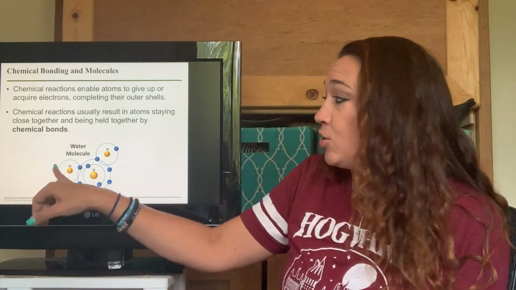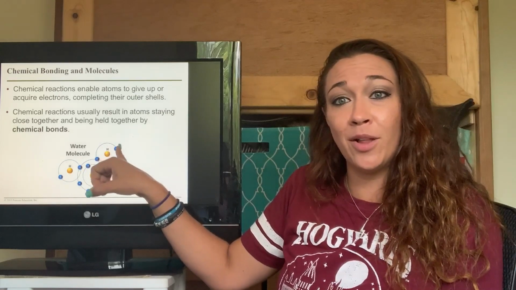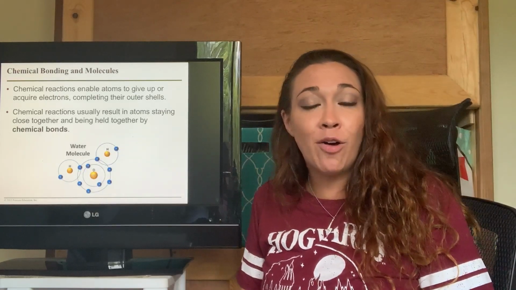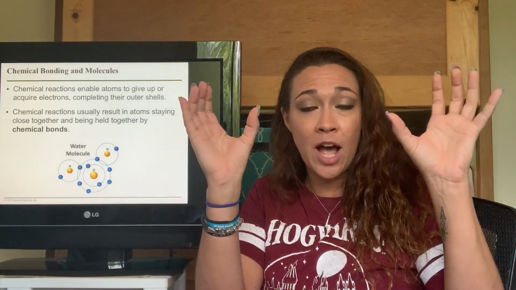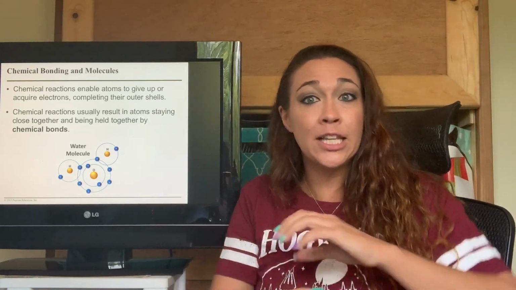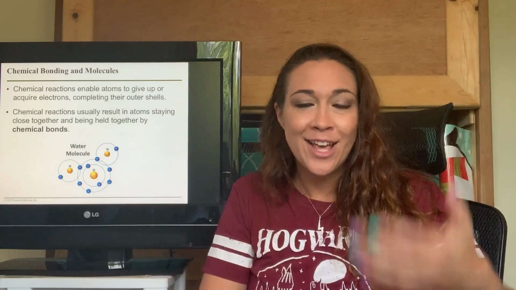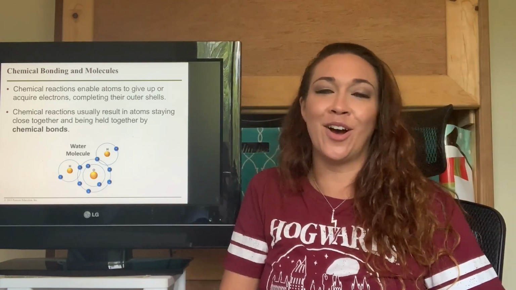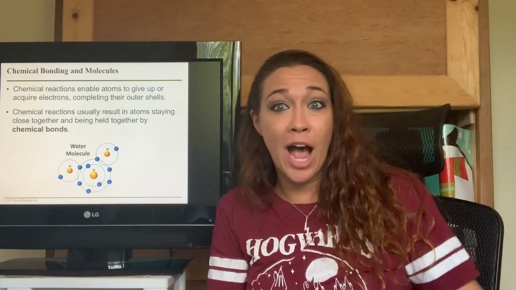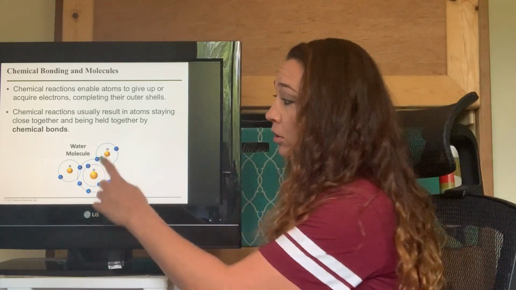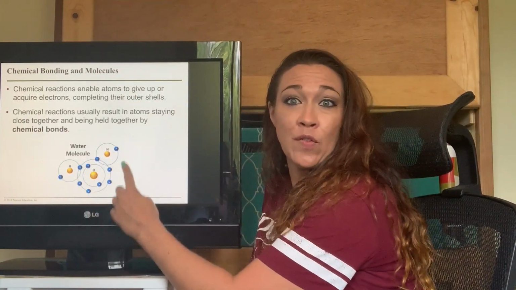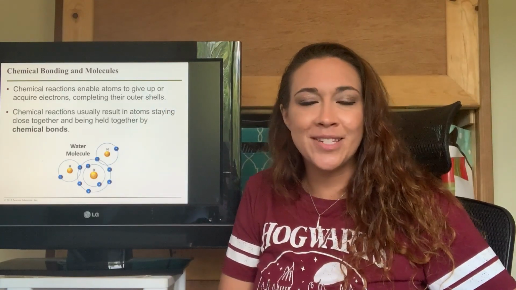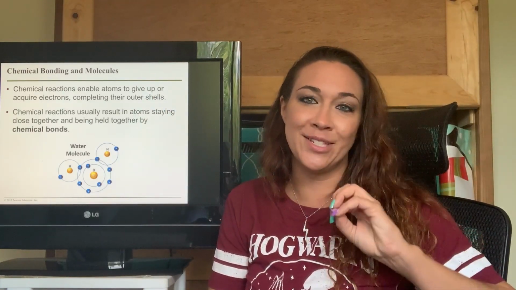Well, hydrogen has 1, and another hydrogen also has another 1. So now if we get our 6 from our oxygen, 1 from each of the hydrogens, now oxygen, technically because they're sharing, has 8. So now oxygen is happy. Each of the hydrogens are happy because each of them has 2, right? 1, 2, hydrogen's happy. 1, 2, hydrogen's happy. 1, 2, 3, 4, 5, 6, 7, 8. Oxygen's happy. The water molecule is now stable.